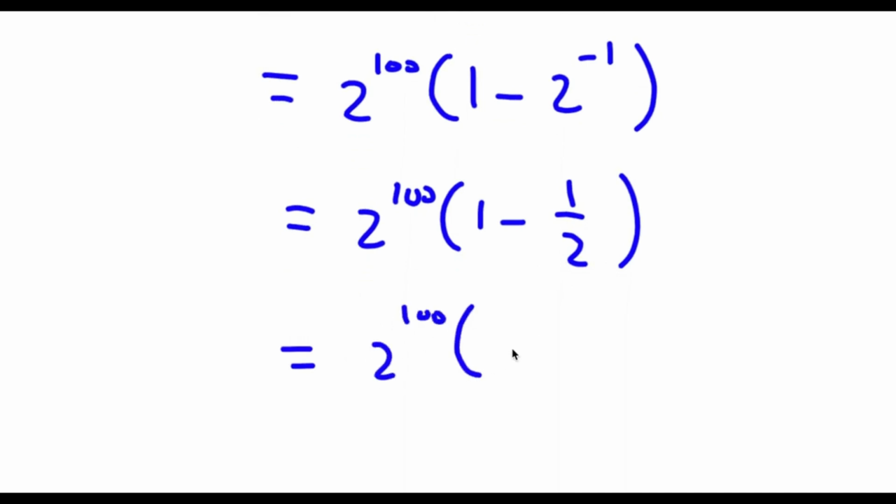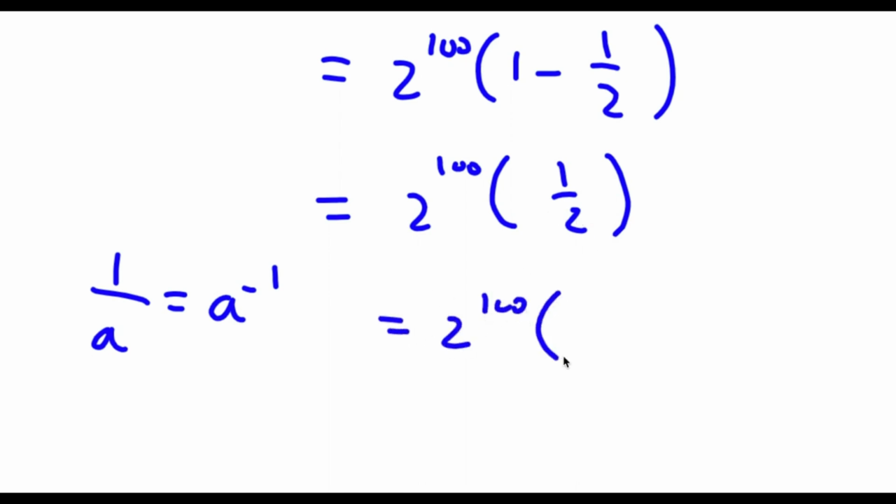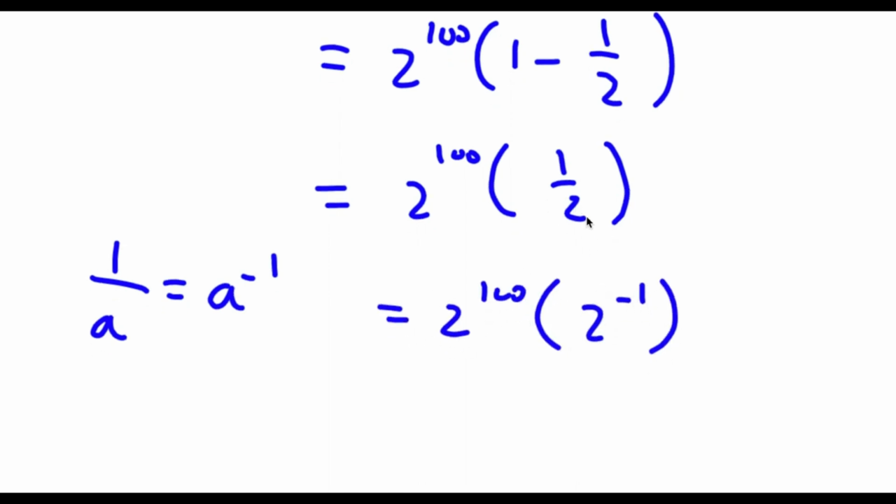So I have 2 to the power of 100 times 1/2. Now, if I have something in the form 1 over a, this is the same thing as a to the power of negative 1. So 1 over 2, that's the same thing as 2 to the power of negative 1.